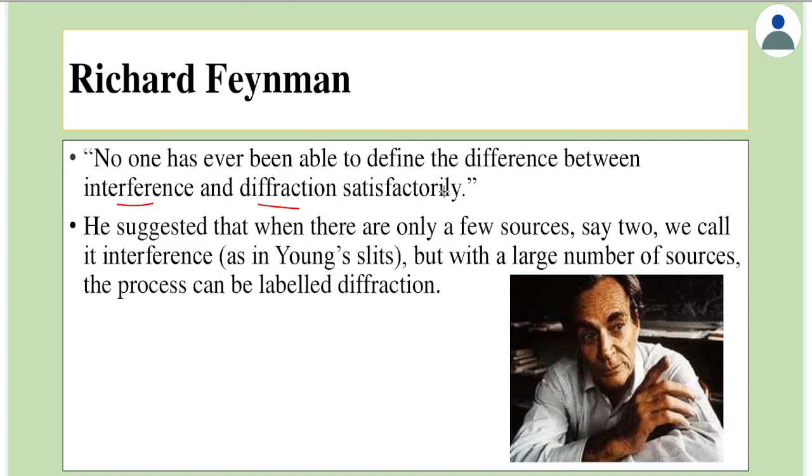If they're two different processes, then it is very easy to differentiate them. But if it's interconnected, then we can't tell what is interference and what is diffraction, because sometimes they're interchangeable. He also says that when there are only a few sources, say two, we call it interference. So just to differentiate them, he is saying that if there are two sources, then the phenomenon is called interference, as seen in Young's double slit experiment. But with a large number of sources, the process can be called diffraction.